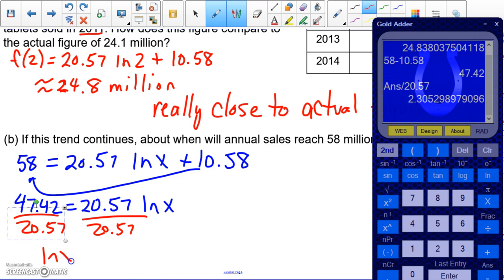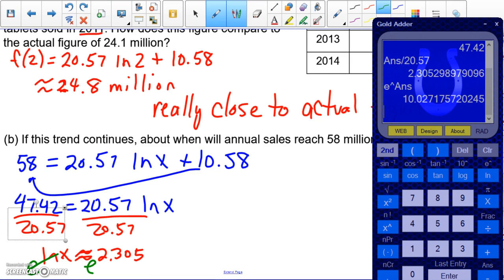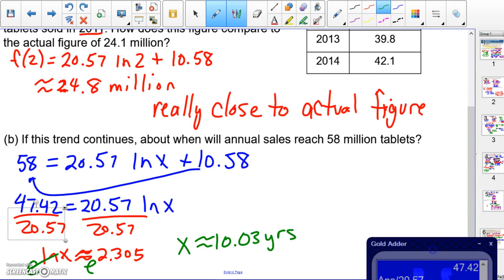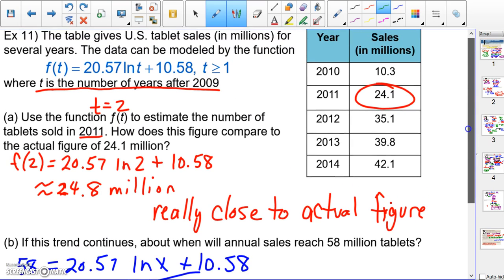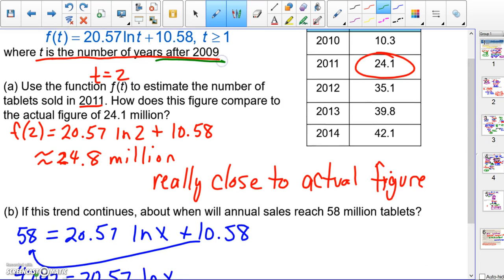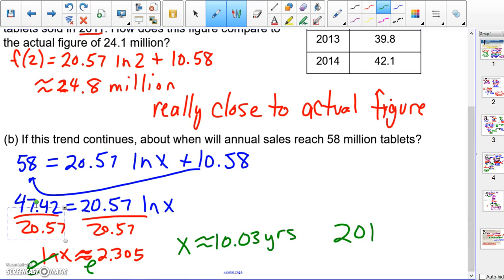So we have natural log of x is about 2.305. And in order to solve this, we need to get out of the natural log, so we're going to do a base e on both sides. We want to do an e to the whatever that number was, because we've got 10.03. X is about 10.03 years. And so we're talking about after 2009. So 10 years after 2009, about 2019.